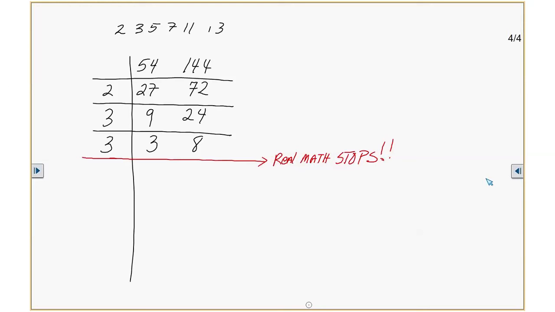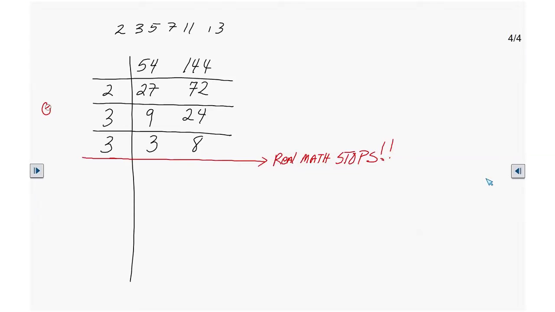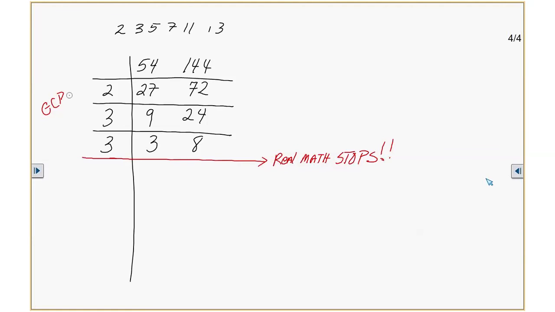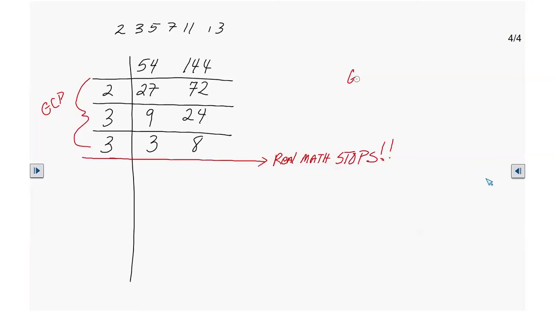All right. So the real math stops. You're at an impasse. When the real math stops, you have just found your greatest common divisor. Okay. 2 times 9 is what? 18. So you go over here and you're going to write it out because you need to understand what the greatest common divisor is.